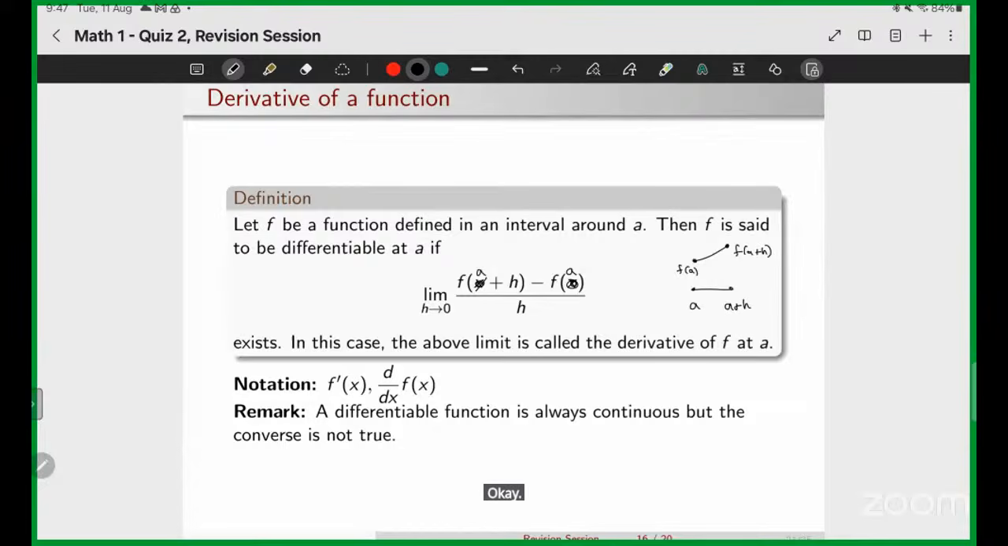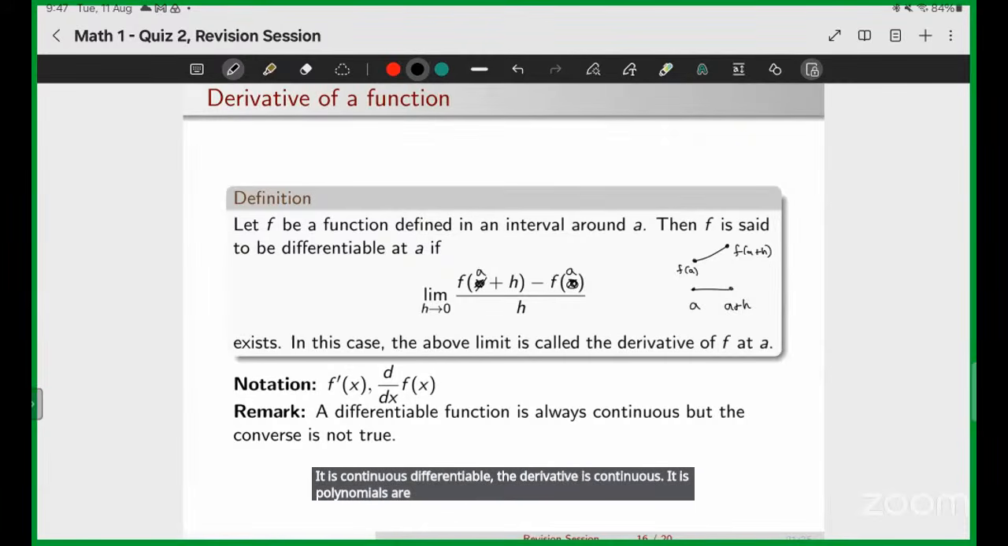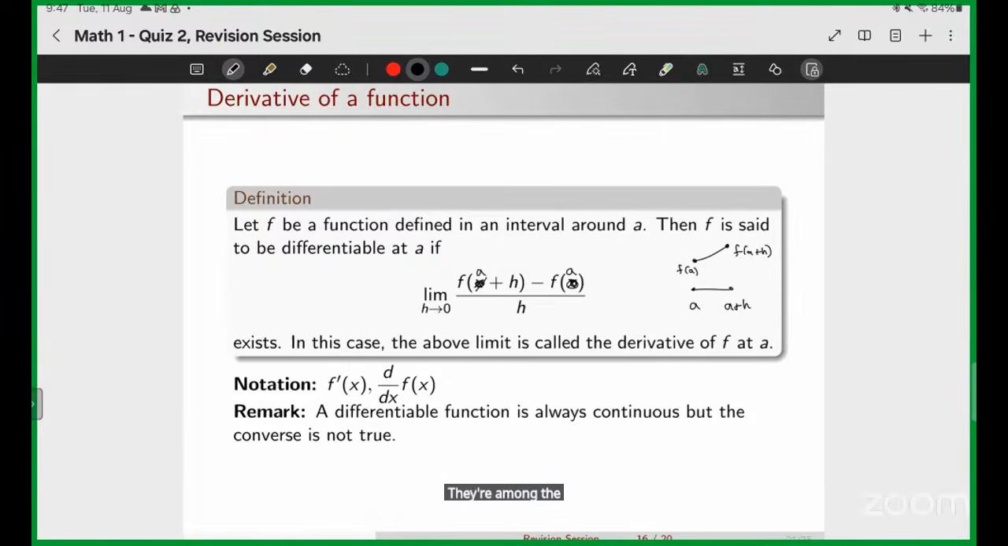So it remains continuous. It is continuous, yes. If it is continuous from R to R and differentiable, it is continuously differentiable. The derivative is continuous. Polynomials are as nice as you want them to be. They're among the nicest class of functions.